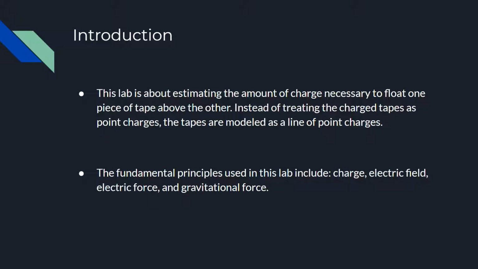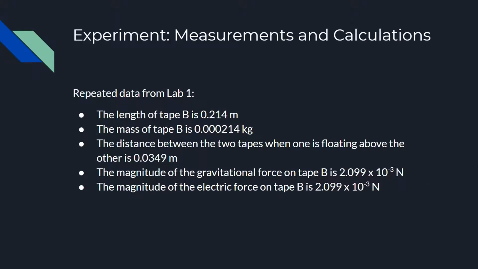The resulting charge on one piece of tape from this lab was found to be 1.025 times 10 to the negative 8 coulombs. In this video, we will go over the measurements, calculations, and computational model used to obtain this result. The measurements and calculations for this lab were mostly repeated from Lab 1.